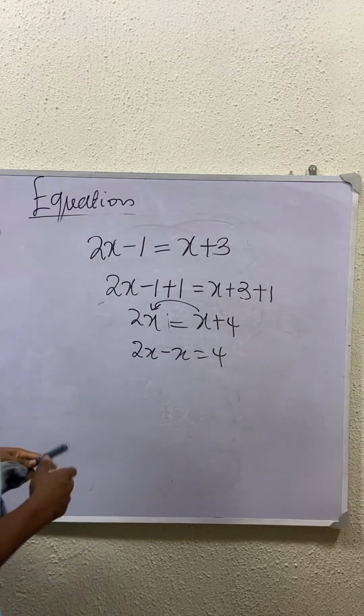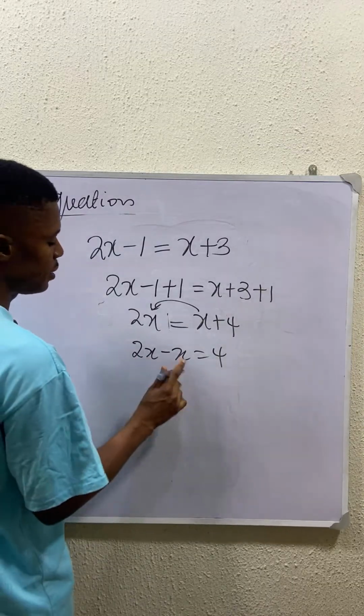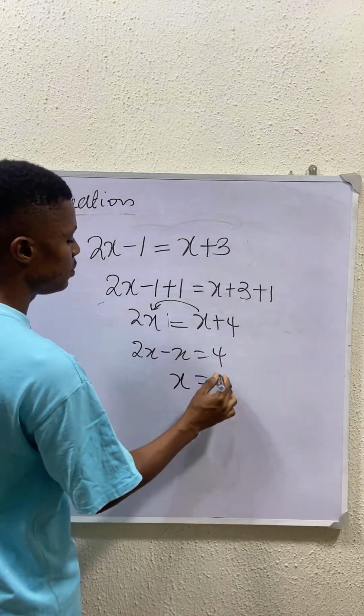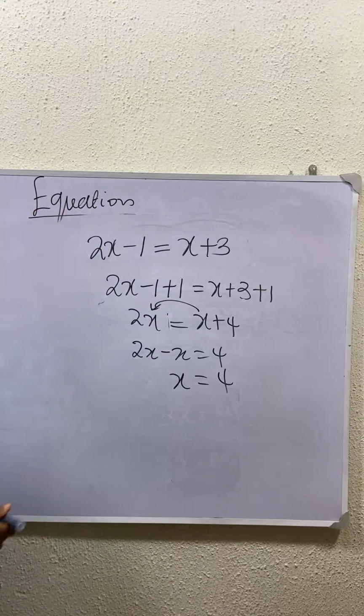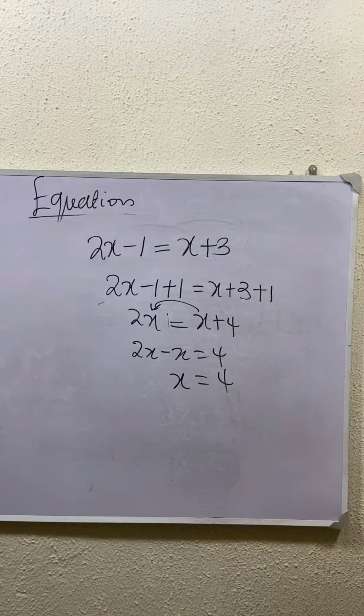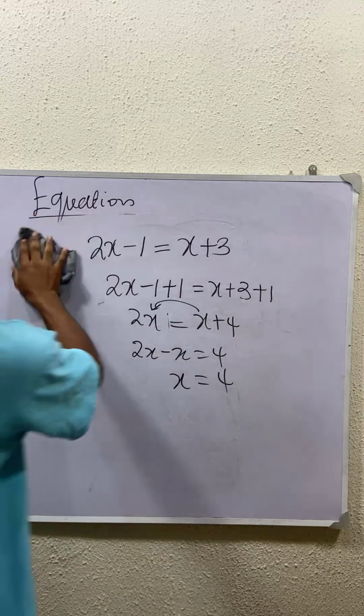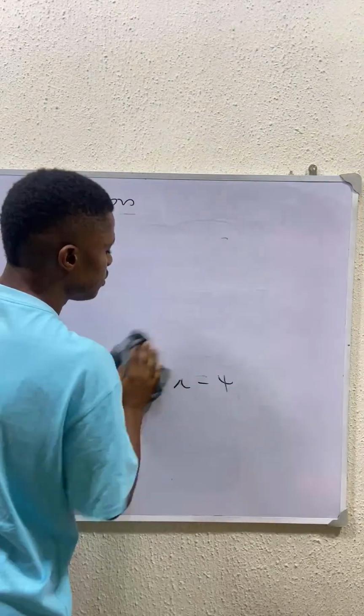So you see that 2x minus x is equal to x, and we have it to be 4. So x can be what? 4. So x being 4 is the only value of x that can satisfy the given equation. So that's it.